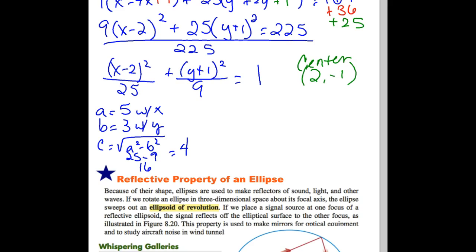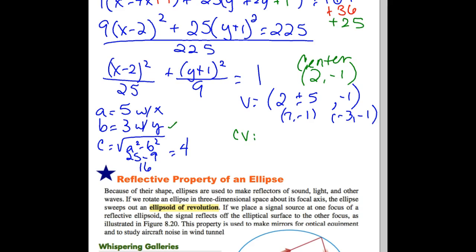Our A term leads to our vertices, yes? We said that A goes with X. That means we're going to be moving 5 spaces in the X direction from our center. So we are changing the X coordinate of our center. We're going to take our center point, which was 2, negative 1, but we're going to change that X value by adding and subtracting 5. So what do we get if we add 5? We have a vertex at 7, negative 1. And if we subtract 5, 2 minus 5, we'd have another vertex at negative 3, negative 1. We okay with that? All right. Covertices.